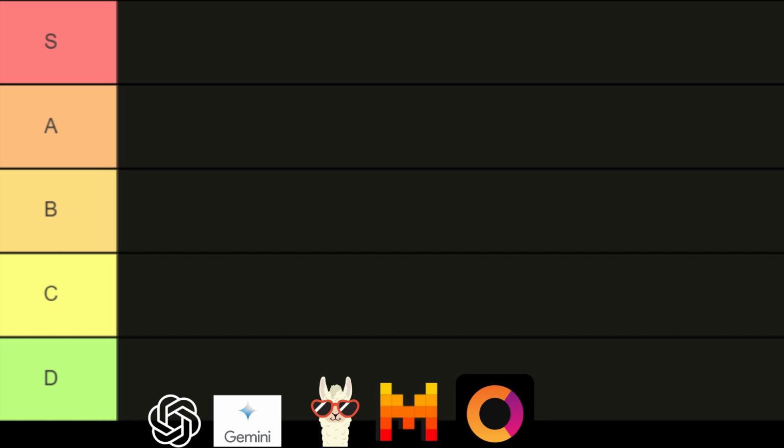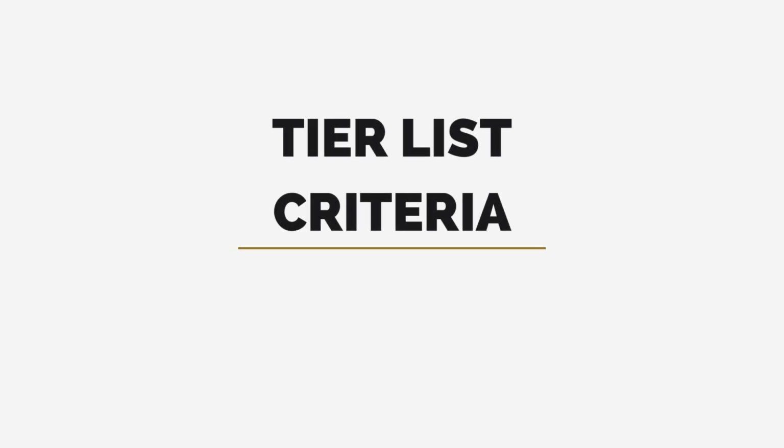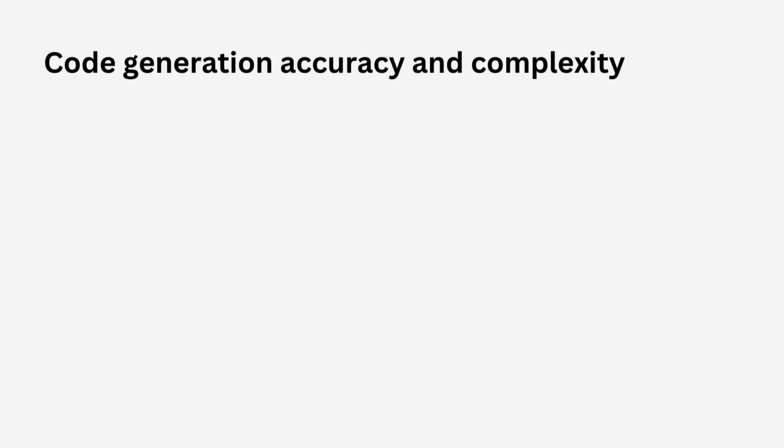In this clip, we are going to rank the biggest LLMs in terms of coding capabilities. We will have three criteria in mind while doing this. First one, code generation accuracy and complexity. Here we are going to answer the following questions.